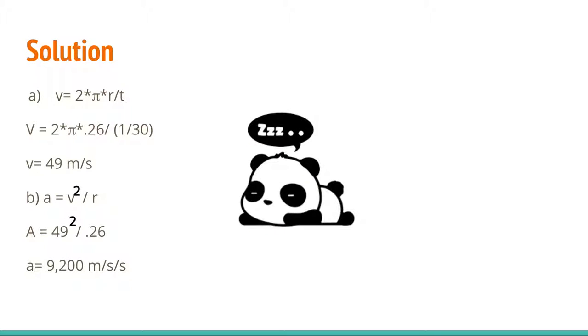So we have that here. We're going to find our velocity, which is 2 times pi times radius over period. We take in our radius, of course, and it is 0.26 meters, and over the period, which is 1 over 30, whenever you calculate that revolutions per minute into period, we end up with a velocity of 49 meters per second. And because we've already figured out the velocity of this system, we can just use the easier of the two acceleration equations, stick that 49 in as our velocity, and find our acceleration as 9,200 meters per second squared. Remember, sig digs.